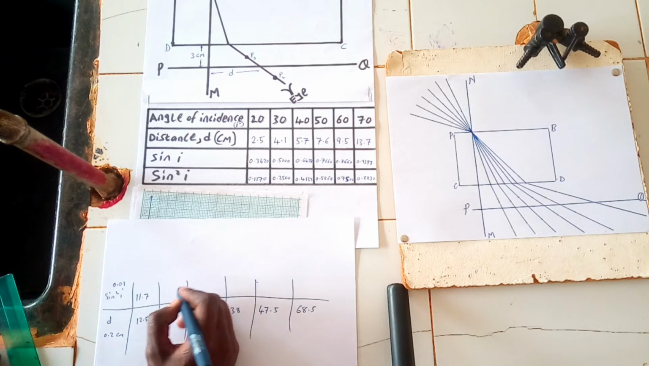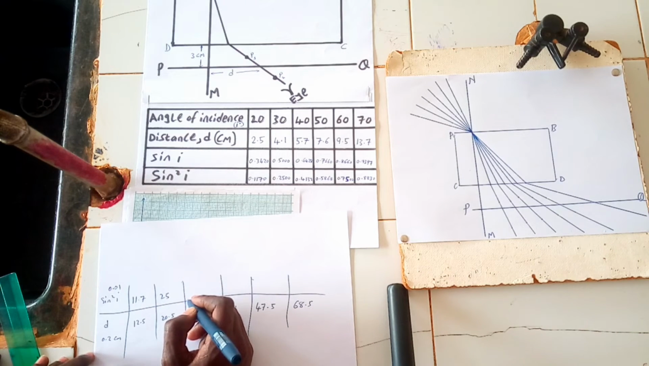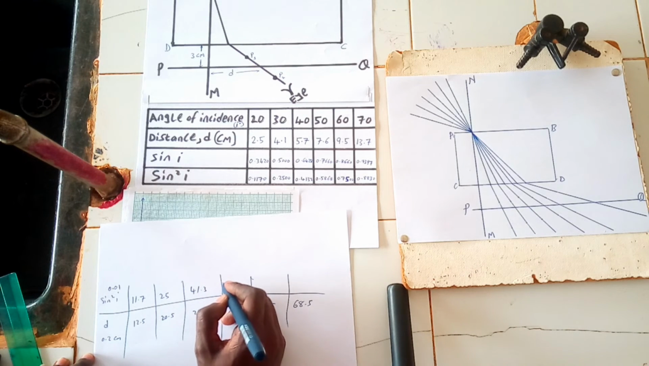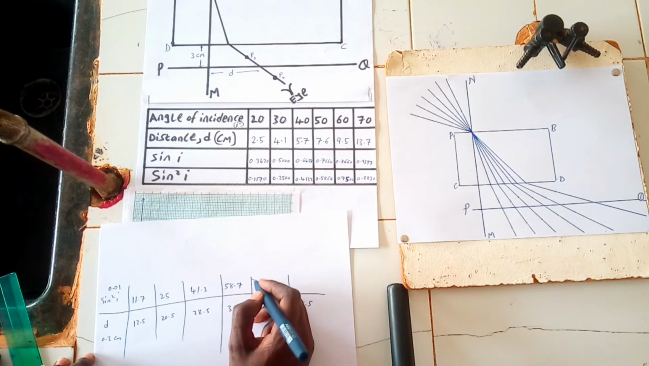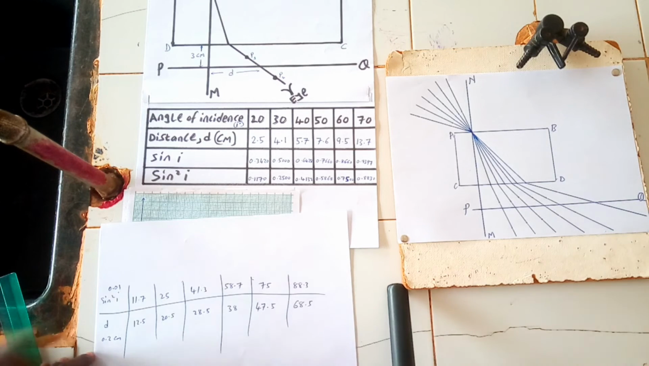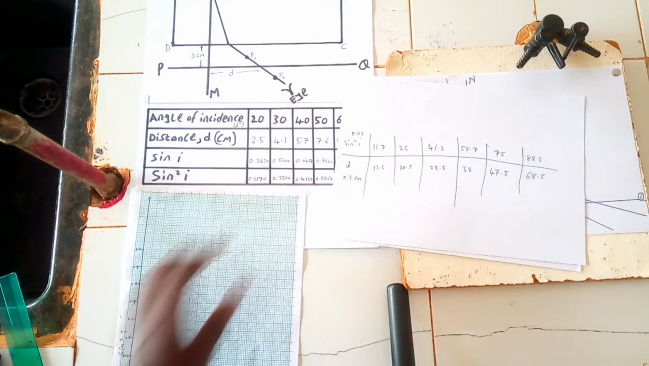The other one will be 25 squares. The other one will be 41.3 squares, 58.7, 75 squares, then 88.3 squares. So this is now what we are going to plot. So we can place it there.